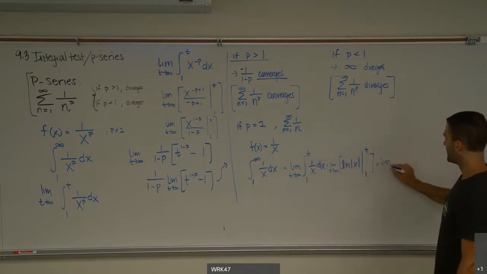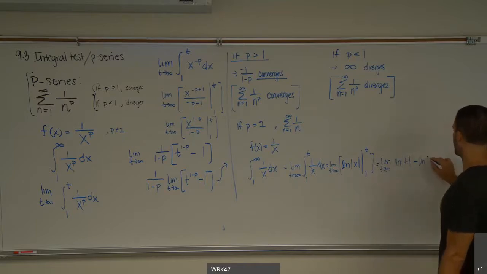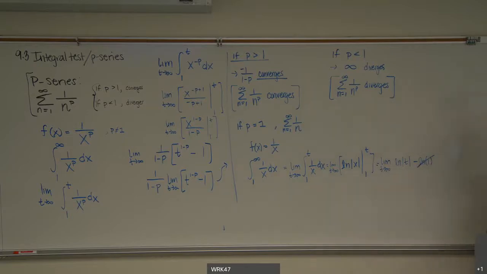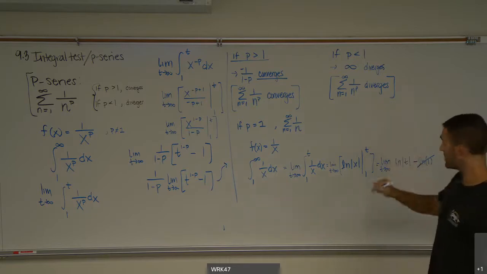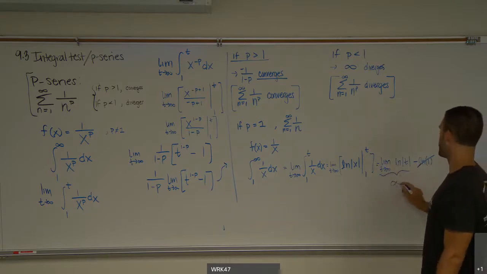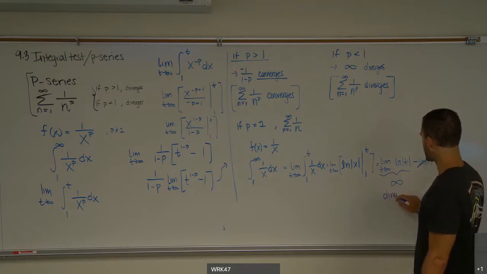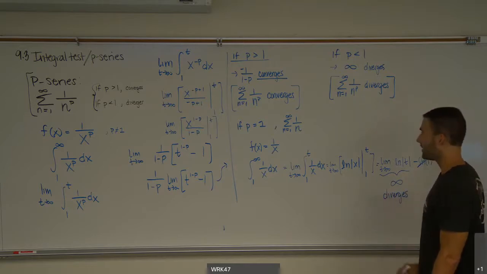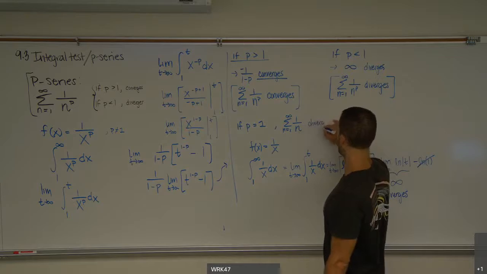So we get the limit as t goes to infinity of ln of the absolute value of t minus ln of 1, but ln of 1 is 0. So we just get ln of t. And if we let t blow up, remember, ln is a very slow but still increasing function. This guy blows up to infinity. And so it turns out in this case, it falls on the divergent side of things. The integral diverges, and therefore this series diverges.